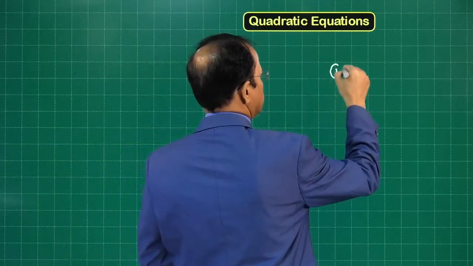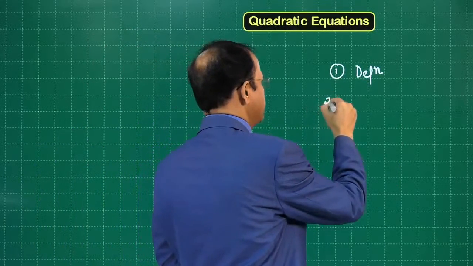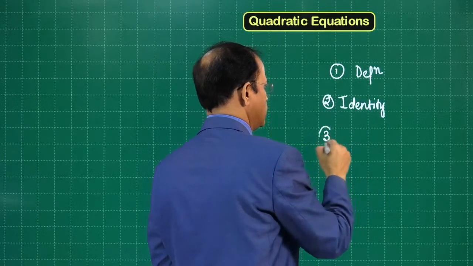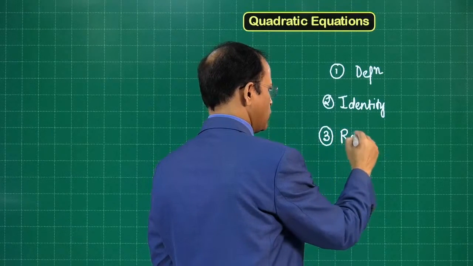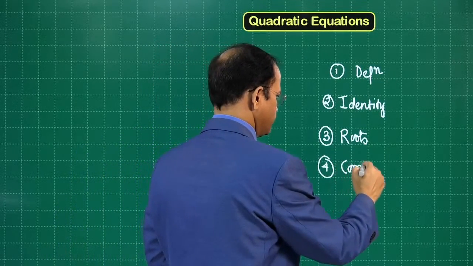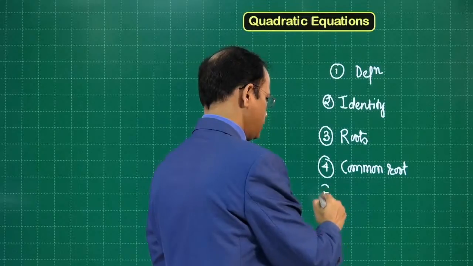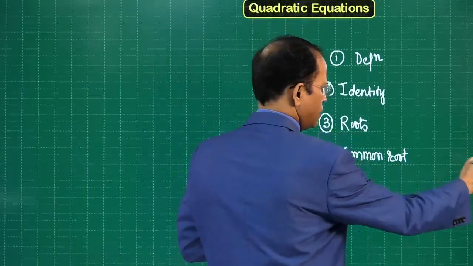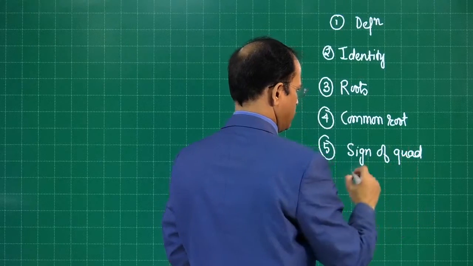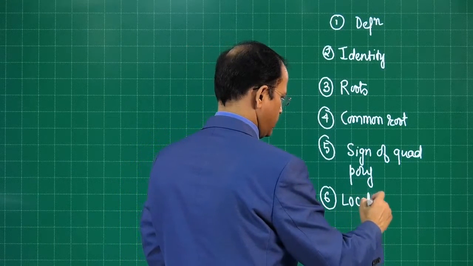We'll be talking about the definition of quadratic equation. You have to understand that definition. Secondly, we'll talk about identity. Then we'll talk about the roots of the quadratic equation and their nature. Then we'll talk about common roots, a very common question asked in this topic. Then we have the sign of quadratic polynomial. Then we have location of roots, or position of roots. This is what we are going to discuss.